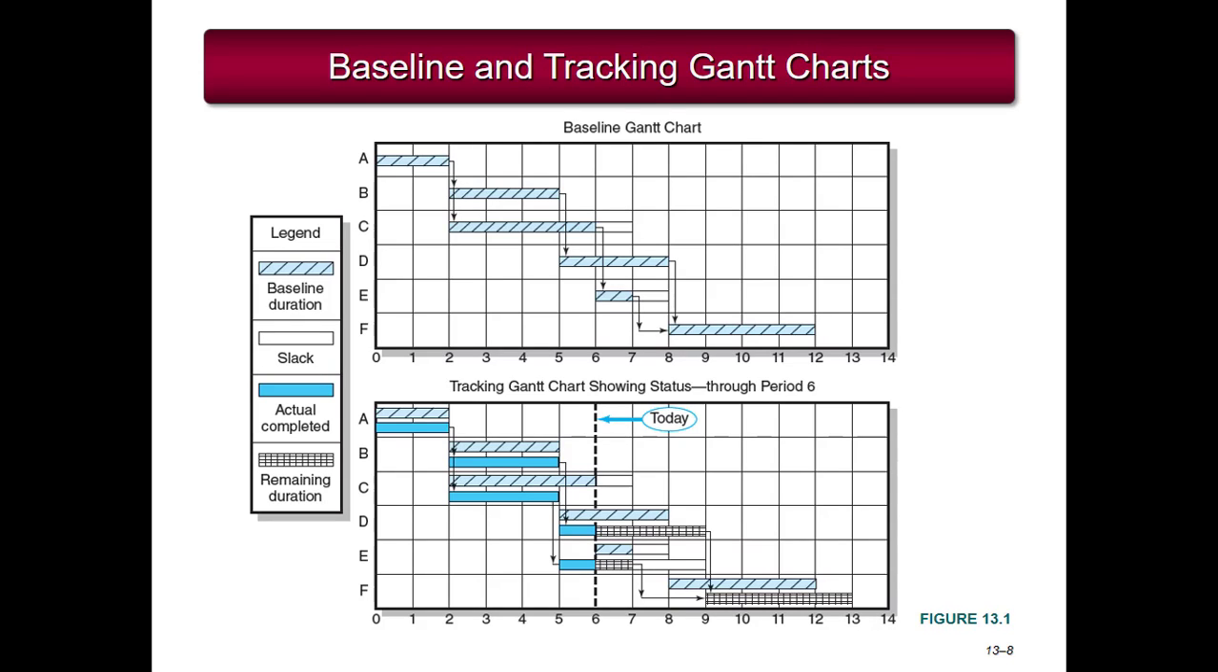This shows an example of the baseline Gantt chart and then the tracking Gantt chart showing the status. So the baseline durations are in the light blue with the stripe through it, or the hashing, and then the actual completed is in the darker blue.